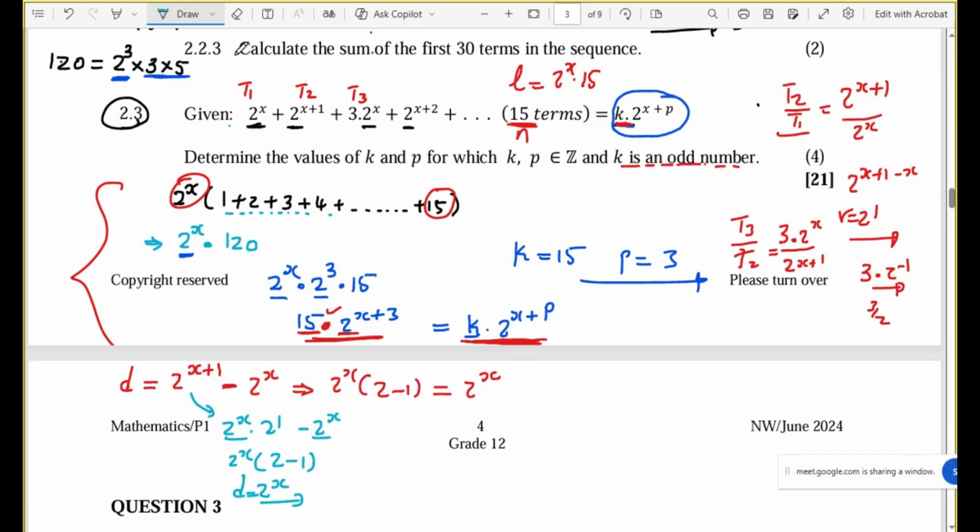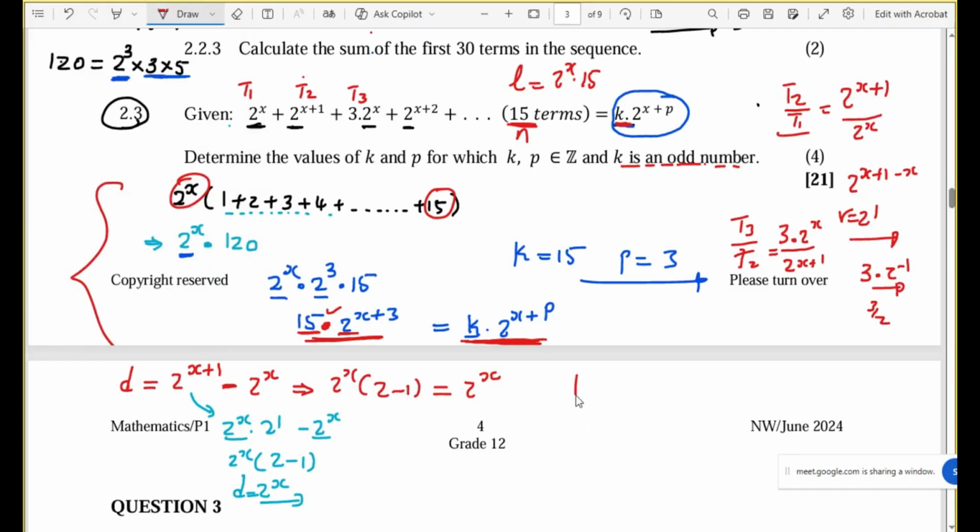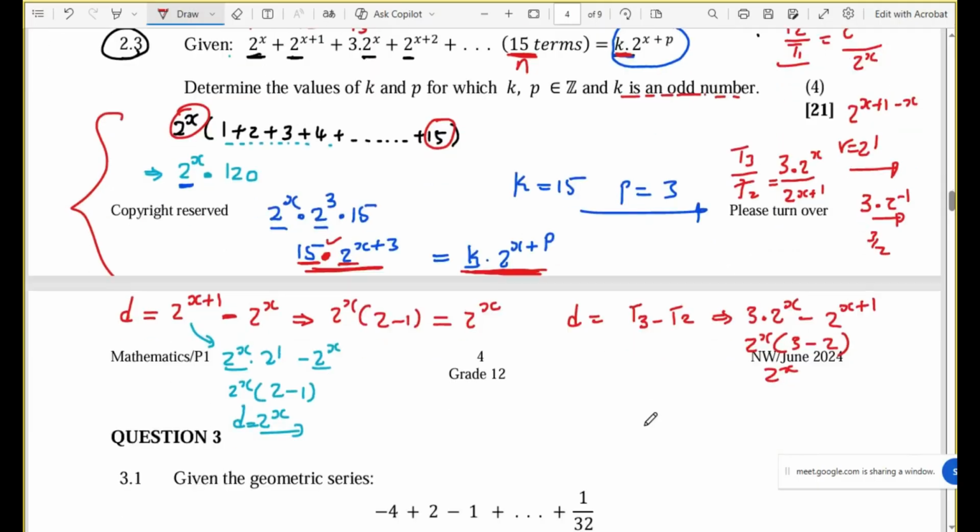I need to get the same answer when I say d is T3 minus T2. So T3 is 3 times 2 to the x, and I need to minus 2 to the power x plus 1, which is T2. Taking 2 to the x out as a common factor, I'm left with 3 minus 2, which is just 1, so 2 to the x. So now we confirm that this is arithmetic.